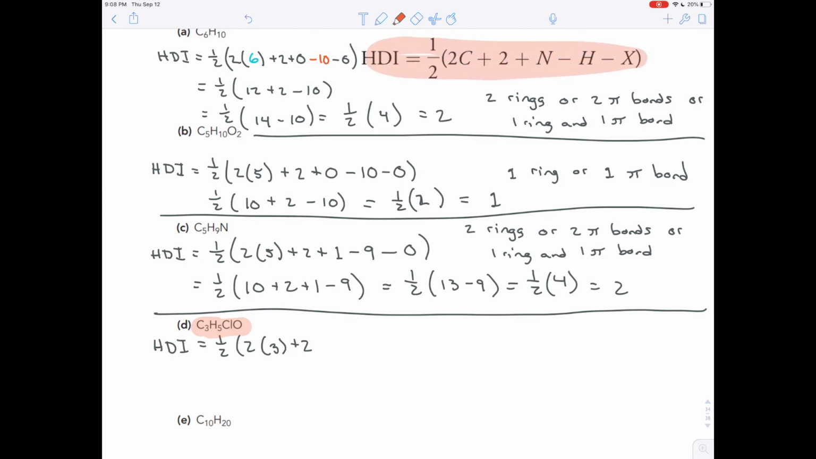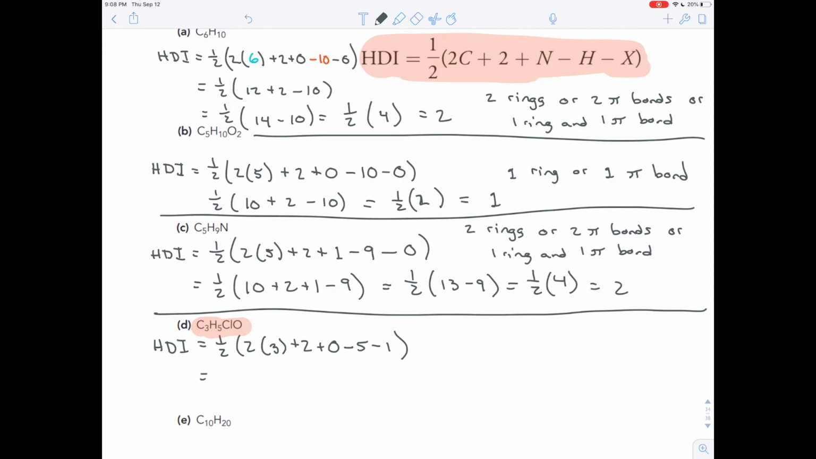So this is our formula. Plus 2, plus the number of nitrogens. There are no nitrogens in this compound, minus the number of hydrogens. There are 5 hydrogens, minus the number of halogens. This chlorine is a halogen. We only have 1 of them, so minus 1.